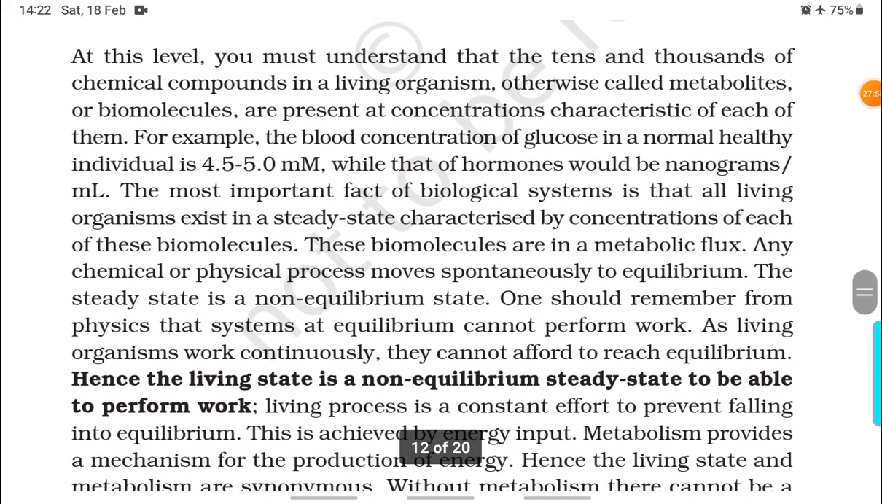The living state. At this level, you must understand that tens and thousands of chemical compounds in a living organism, otherwise called metabolites or biomolecules, are present at concentrations characteristic of each of them. For example, the blood concentration of glucose in a normal healthy individual is 4.5 to 5.0 mM or millimolar, while that of hormones would be nanograms per milliliter. The most important fact of biological systems is that all living organisms exist in a steady state characterized by concentration of each of these biomolecules.